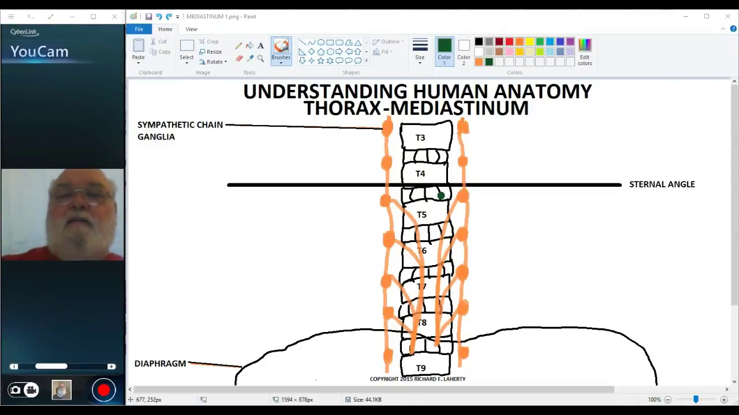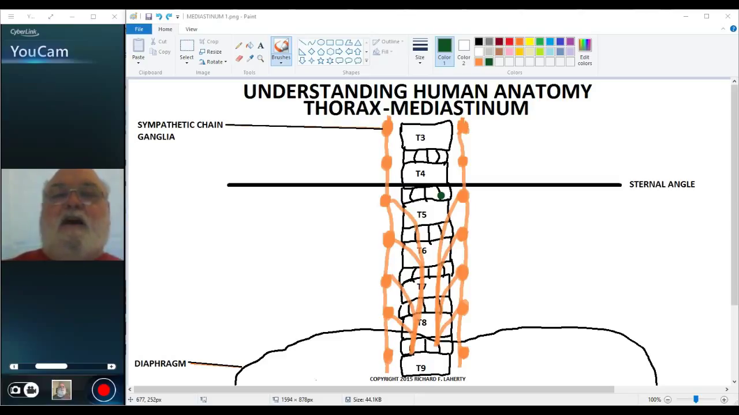Welcome back to Understanding Human Anatomy in our discussion of the mediastinum. This is part 2. And we're starting with the diagram that was on the screen when we signed off last time. I want to start by discussing the thoracic duct.